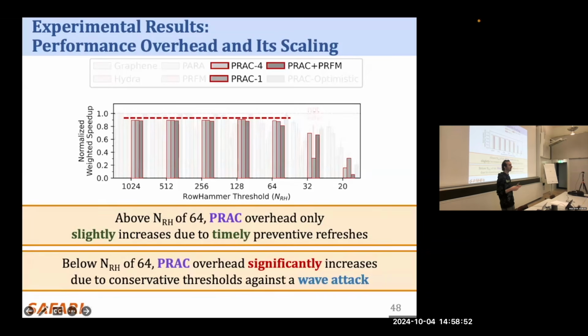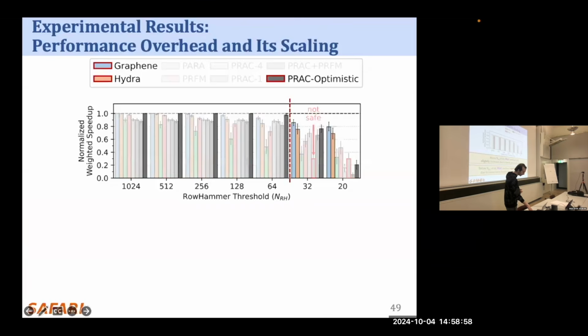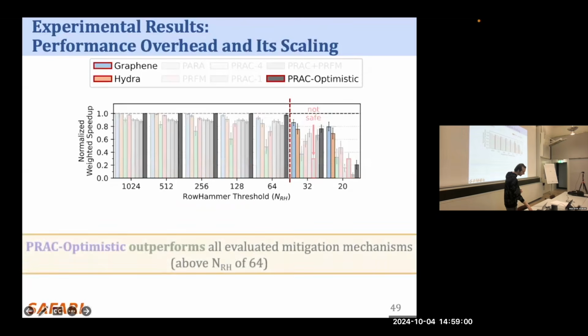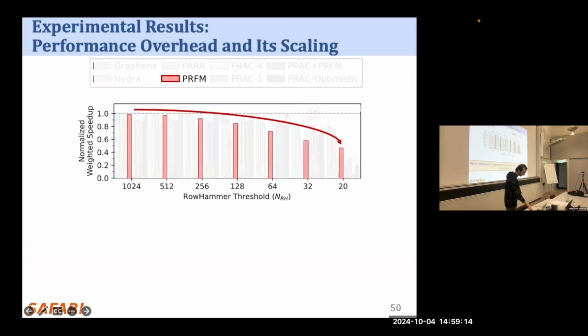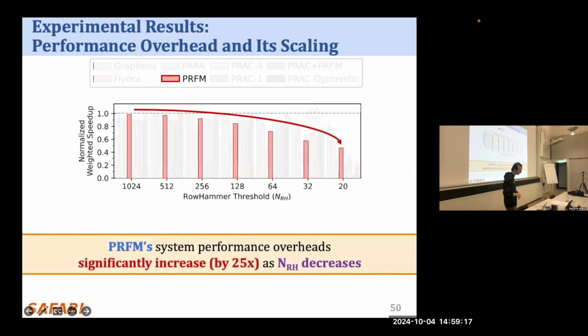This is due to PREC being vulnerable to a wave attack and needing to be configured for very low trigger configurations. We also see that PREC optimistic outperforms all evaluated mechanisms up until the RowHammer threshold of 64. However, after this point, we see that due to being vulnerable to the wave attack, it does not perform better than these mechanisms. We also see that PRFM system performance overhead significantly increases as NRH decreases.